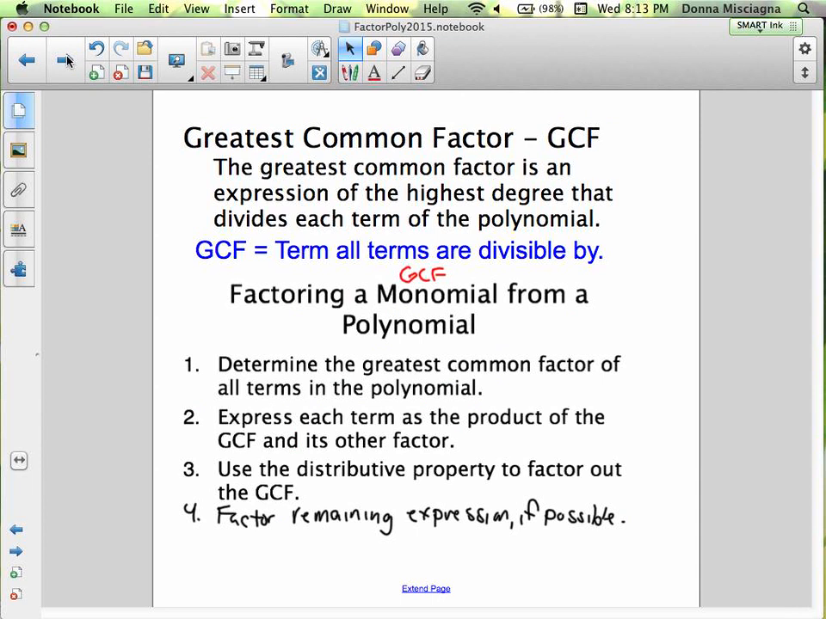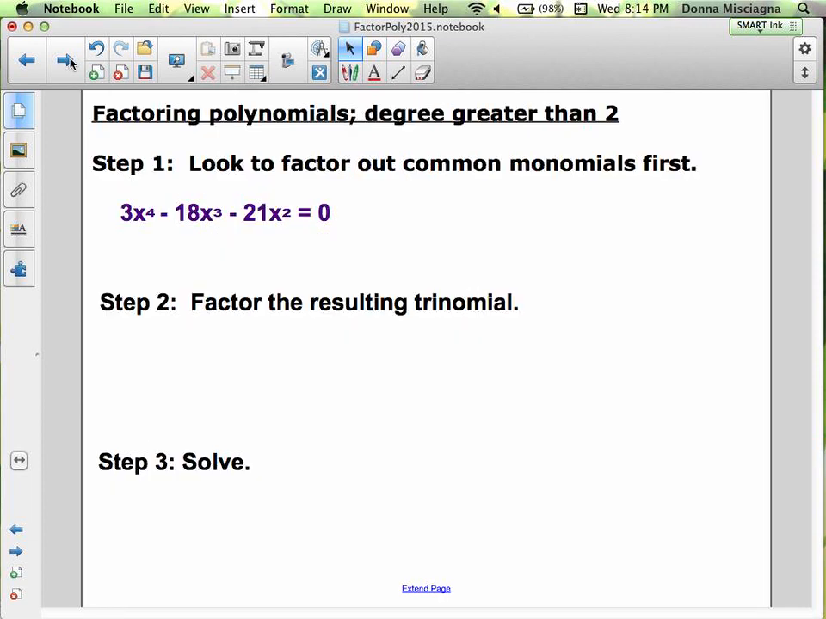So you determine the greatest common factor of all the terms in the polynomial. You're going to express each term as the product of the GCF and its other factors. Make sure you divide each term by that greatest common factor, or you have said something incorrectly. Right? So if you're multiplying by the greatest common factor, you have to have divided it out from each of your terms. You'll use the distributive property in reverse to factor out the GCF and factor the remaining expression if possible. Sometimes there'll be something more you can do. Sometimes it's all factored. If you don't have anything to a higher power than the first power, then you're done.